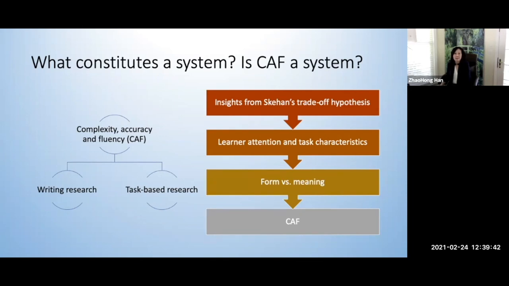One comes from Skehan's trade-off hypothesis, which stipulates that there is interaction between learner attention and task characteristics. So this, to me, comes quite close to the interaction between the learner and the context and the environment. So the hypothesis goes like this. Depending on how learner attention and task characteristics interact, that will result in the learner's differential attention to form and meaning, which then may manifest itself in the learner's performance in terms of complexity, accuracy, and fluency.